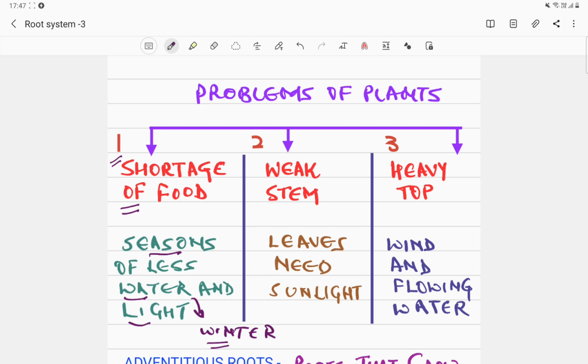Also, some plants are really tall and the wind can blow them down. Flowing water can wash them off. And that's why these plants also suffer from problems.